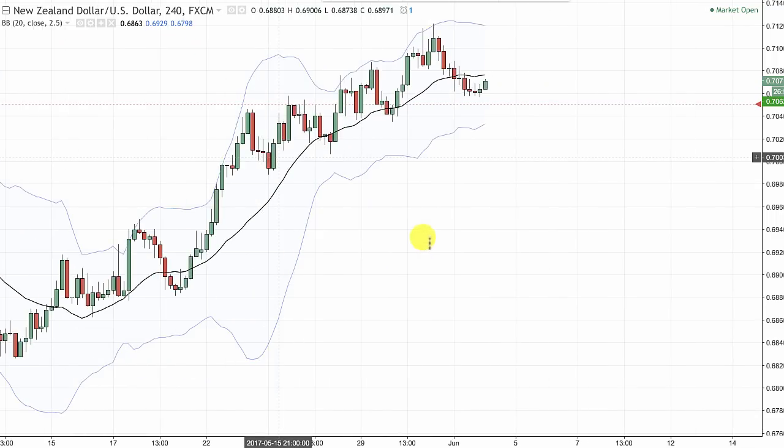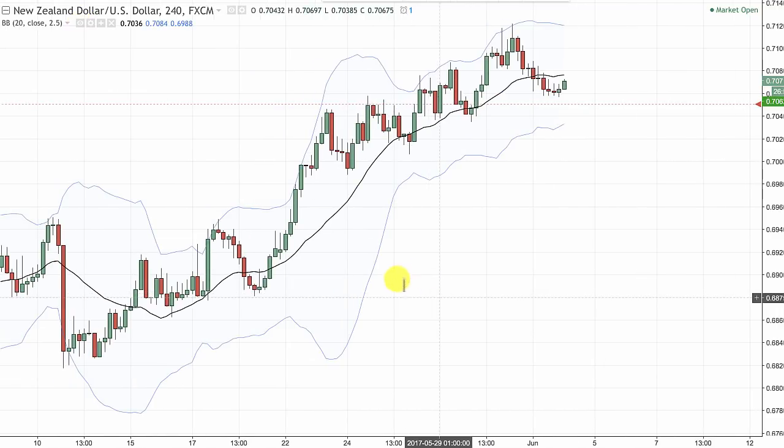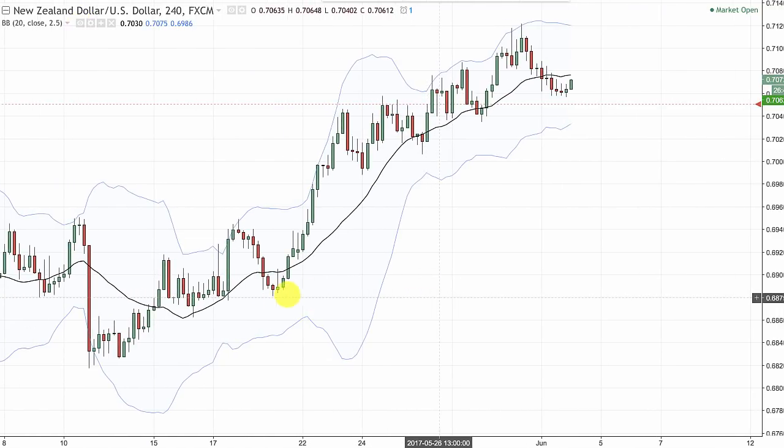Let's take a look at a recent chart here. It's the Kiwi on the 4-hour again, and again it does not matter which time frame you use, it works on all time frames.